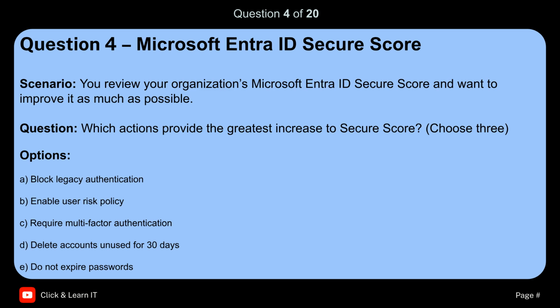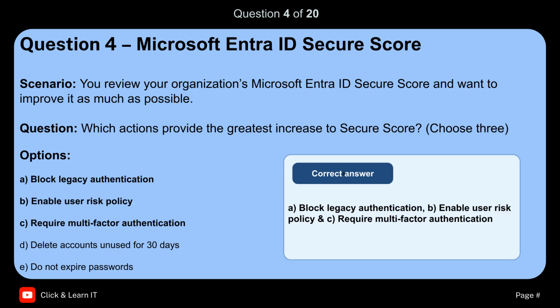Question 4. You want to improve your organization's Microsoft Entra ID Secure Score as much as possible. Which actions provide the greatest increase to Secure Score? Choose 3. Options include block legacy authentication, enable user risk policy, require multi-factor authentication, delete unused accounts, and do not expire passwords.